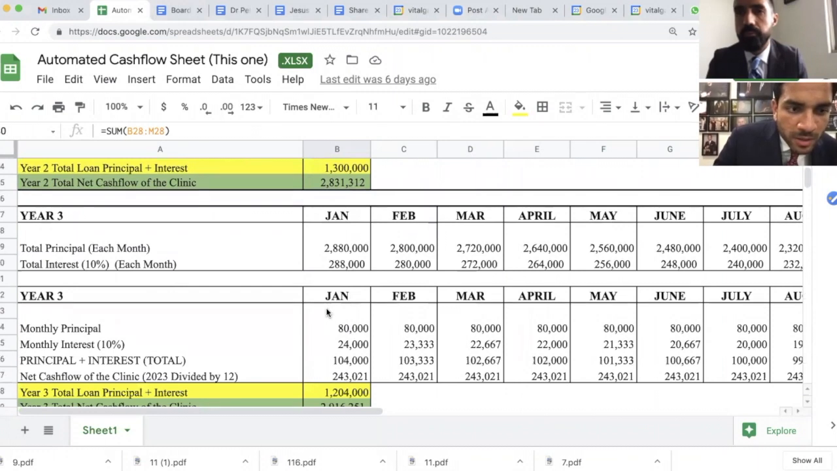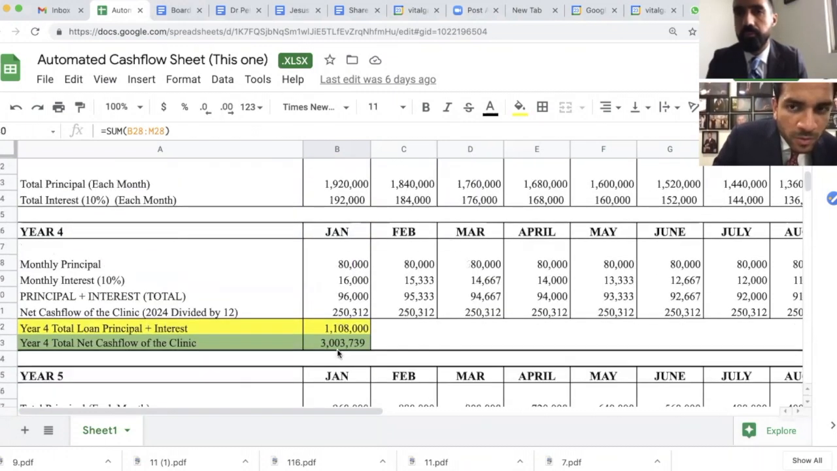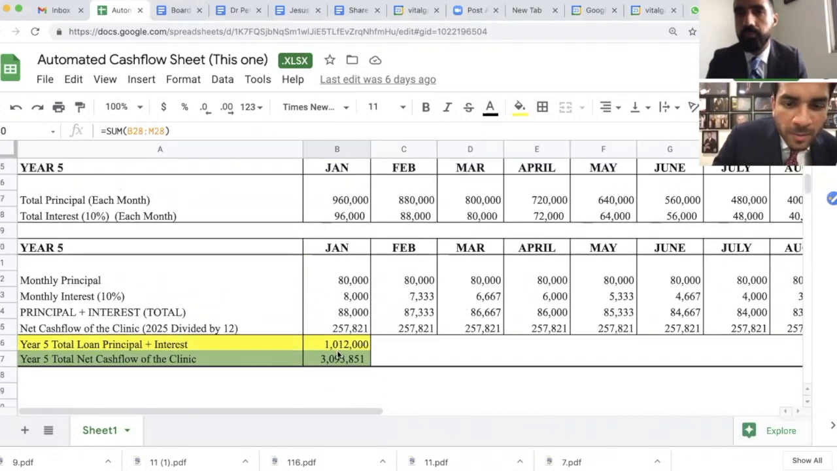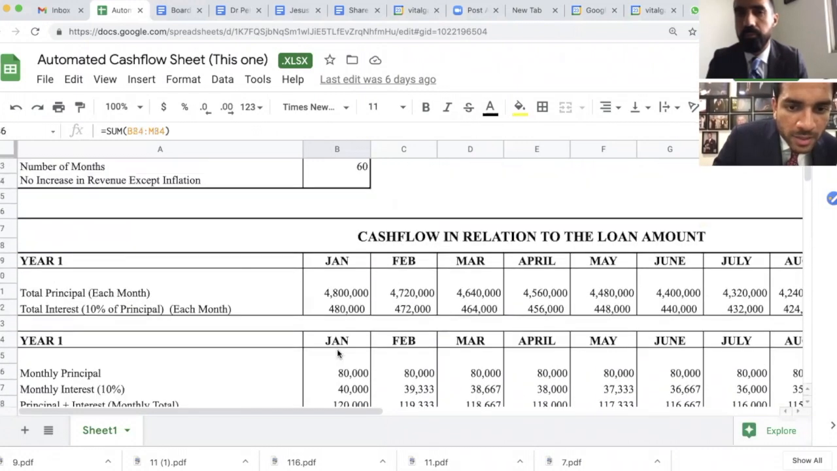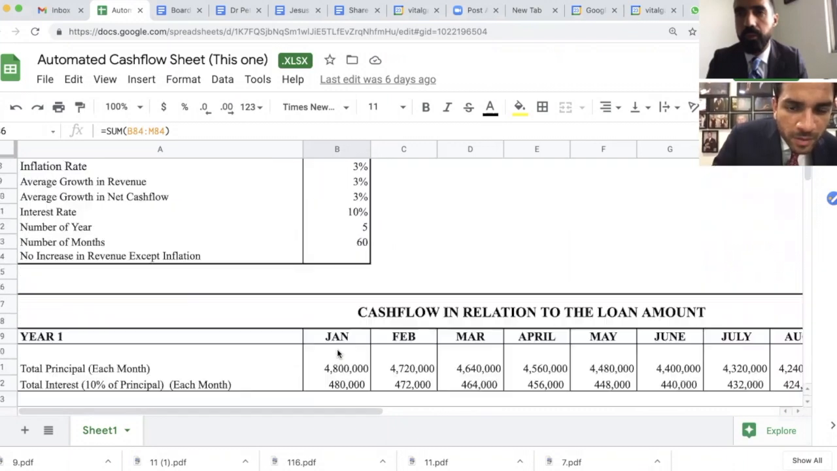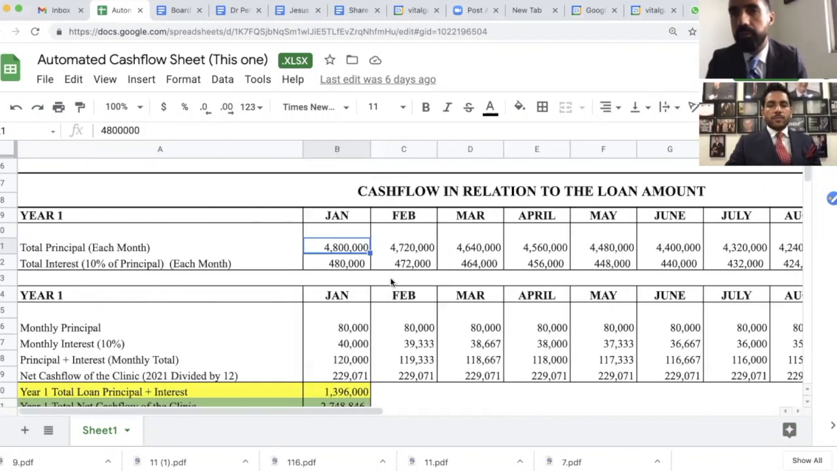Year three, year four, and year five. So you can see it's clear that 3 million is profit and debt is 1 million, and you can finance it easily. Okay. So this assumes 4.8 is for the 60% of the company.